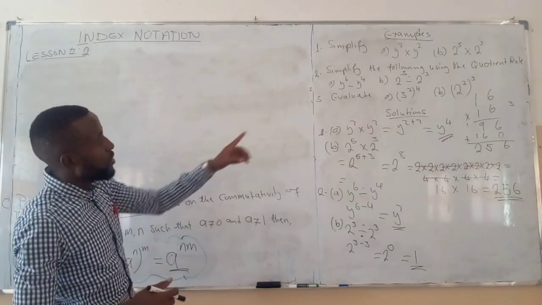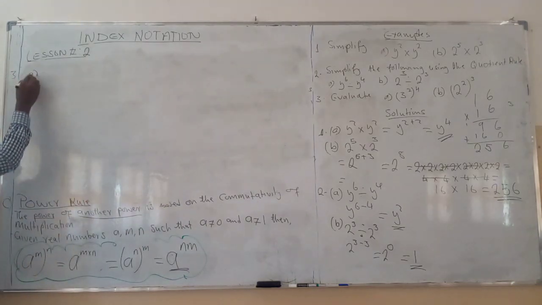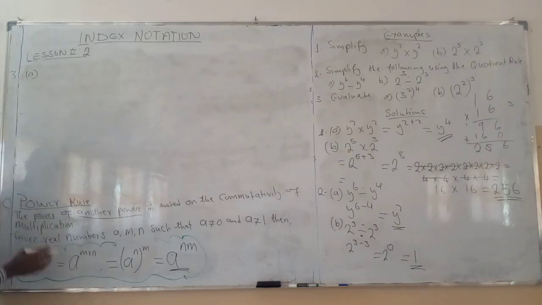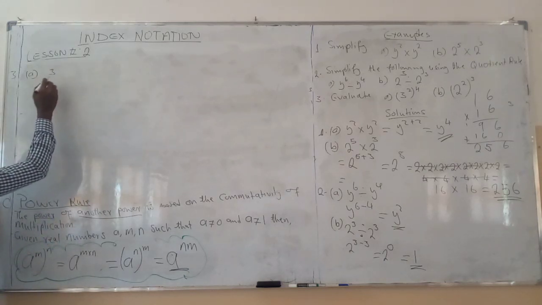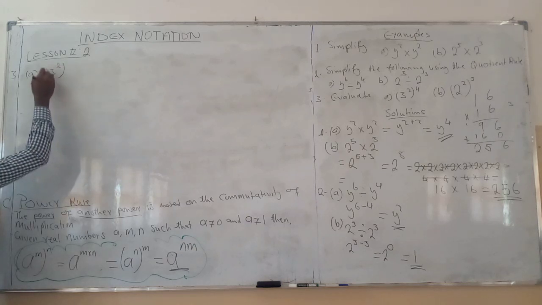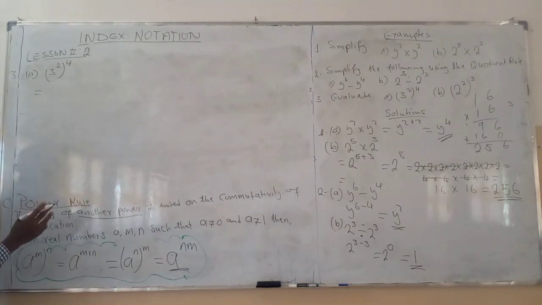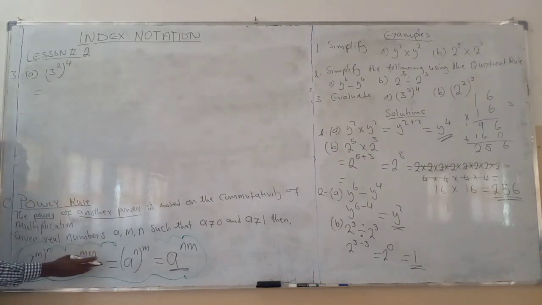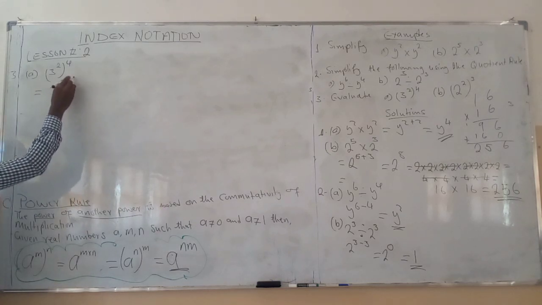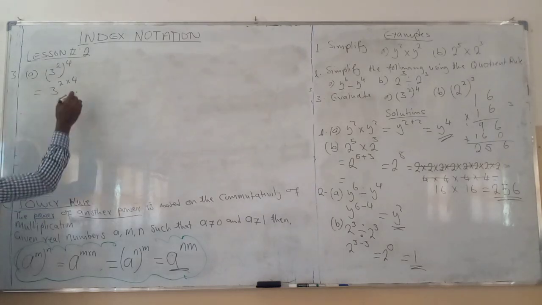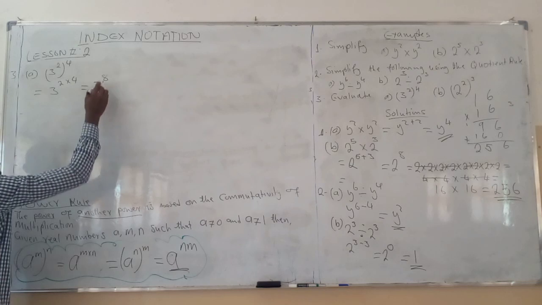Now, let us do question number 3. Question 3A, they are simply saying that we should apply what we call the power rule now. The power rule, which is 3 raised to power 2, and this raised to power 4. How do I work out this kind of equation? All I need to do is multiply the powers. So it will be 2 multiplied by 4 to get rid of the brackets. Therefore, my final answer now will be 3 raised to power 2 times 4, 8.